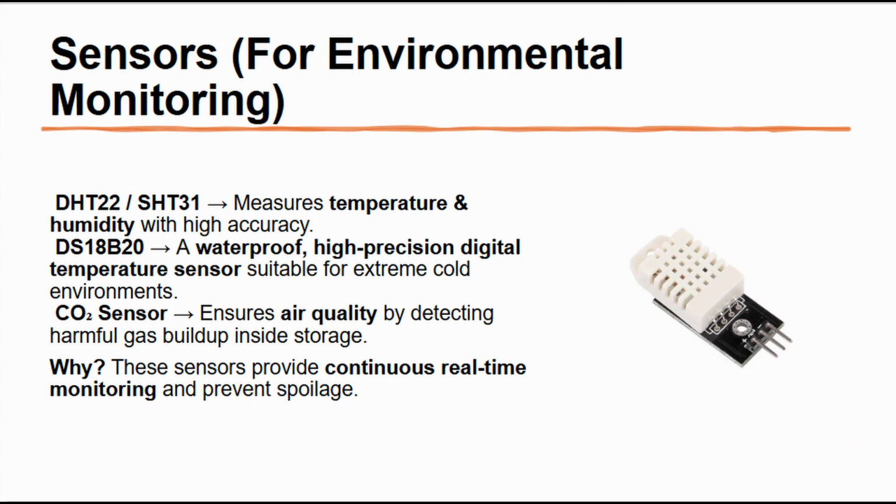We definitely need three sensors in this IoT project. The DHT22 or SHT31 measures temperature and humidity with high accuracy. The next one, DS18B20, a waterproof, high-precision digital temperature sensor, which is extensively used for cold environments. And a CO2 sensor ensures air quality by detecting harmful gases. And why do we need these sensors? These sensors provide continuous real-time monitoring and prevent spoilage.